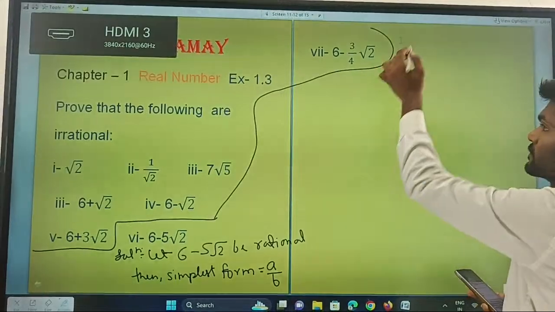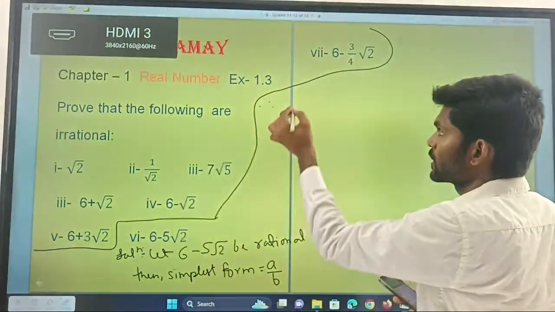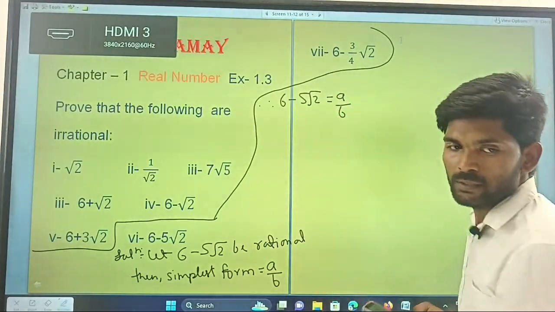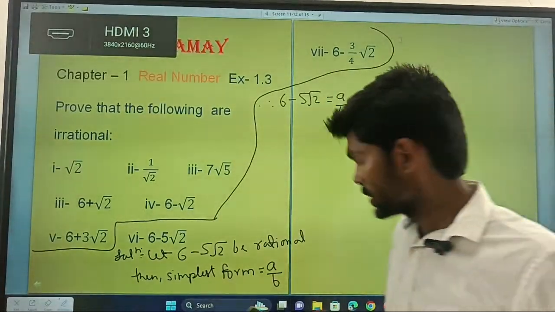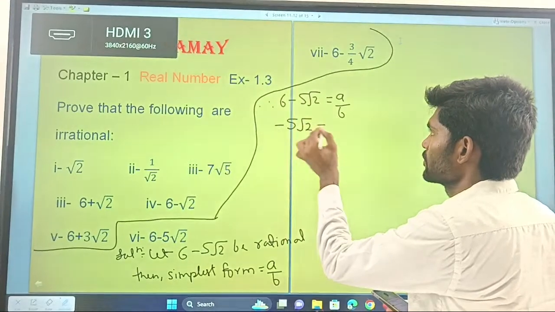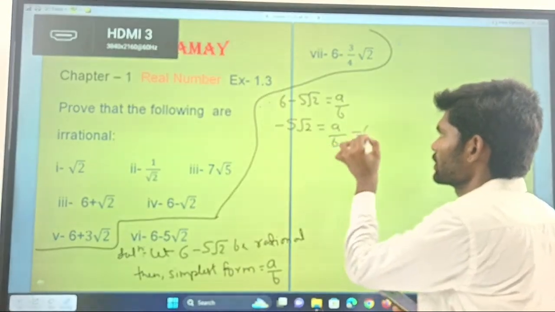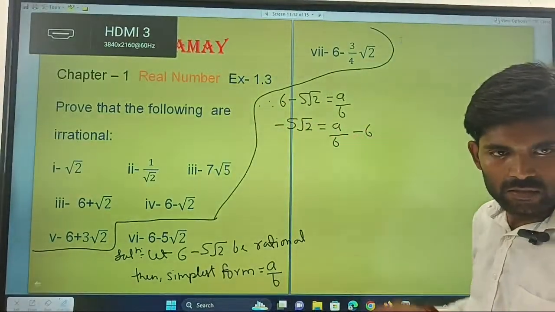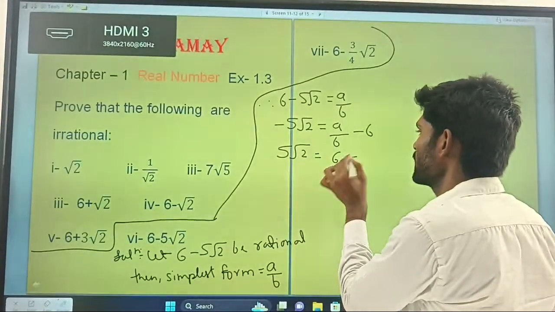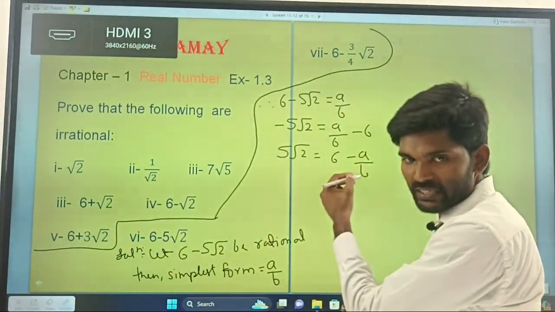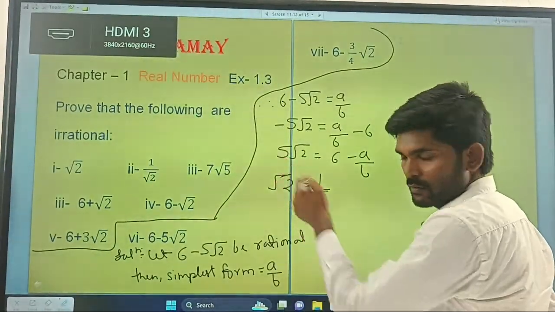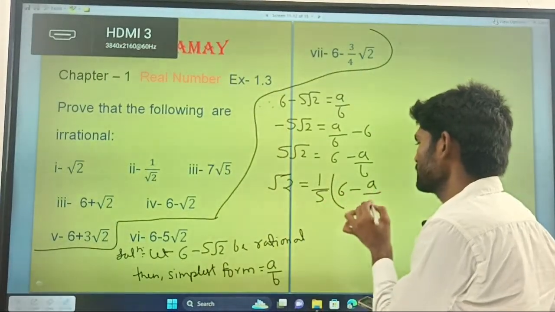Therefore, next line: 6 minus 5 under root 2 is equal to A upon B. Then change the order: 5 under root 2 is equal to 6 minus A upon B. Multiply then divide, meaning the reciprocal of 5, which is 1 upon 5, times the bracket 6 minus A upon B.